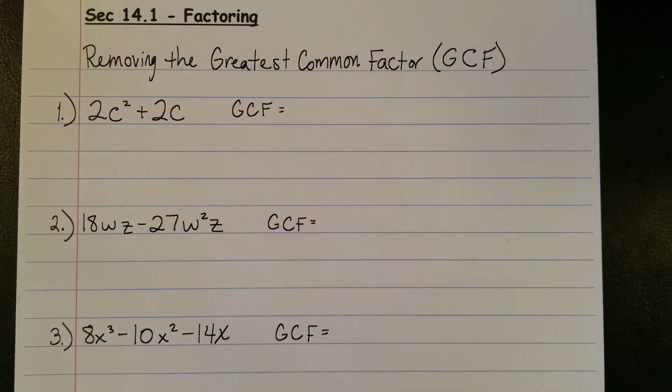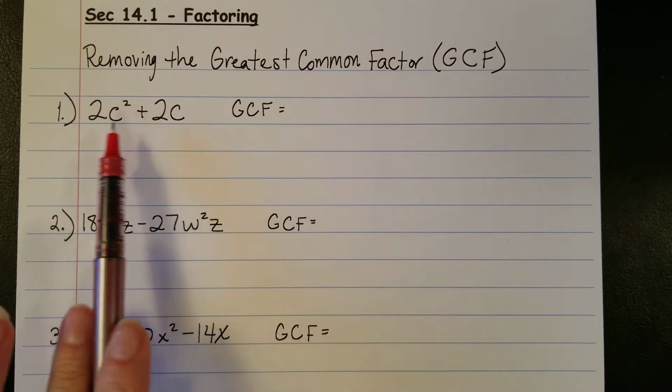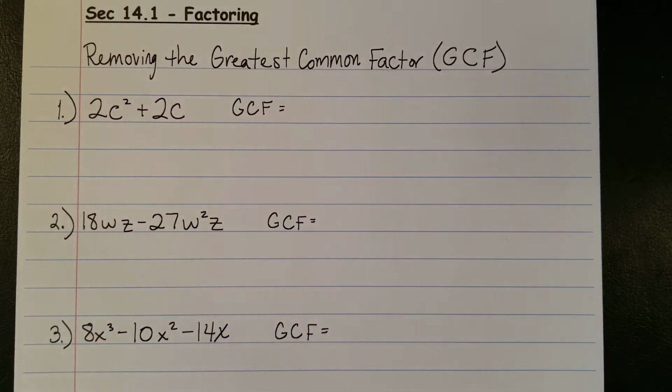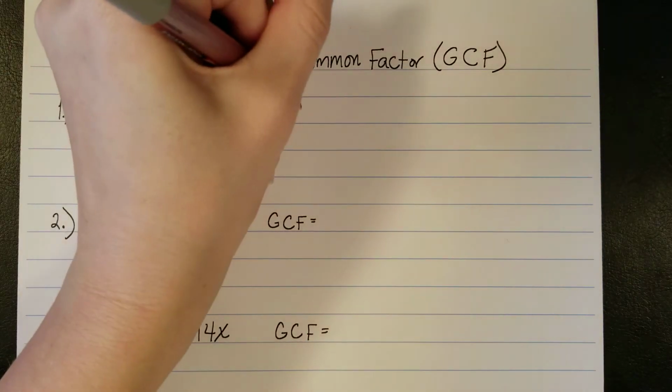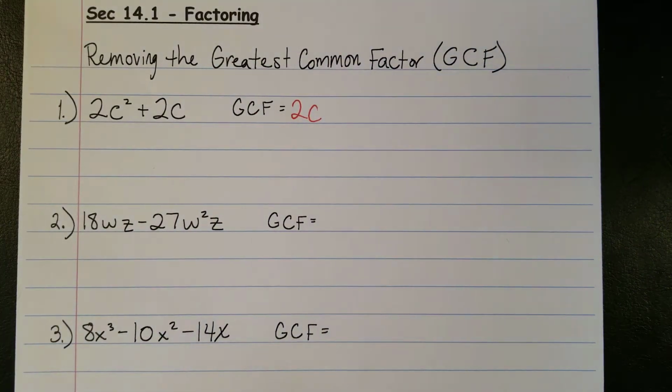All right, so a lot of people confuse the greatest common factor with the least common multiple or the least common denominator. It's kind of like the opposite of finding the least common denominator. You're finding what goes into both of these two terms here. So in this case, the greatest common factor is going to be 2c. So we're going to factor out the greatest common factor, which is 2c.